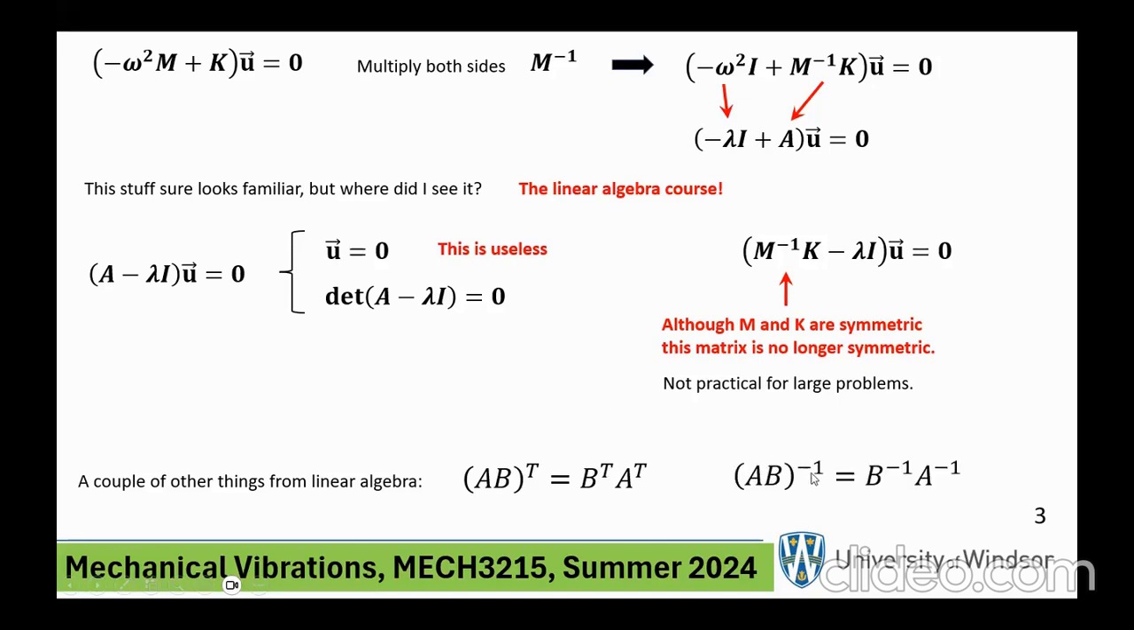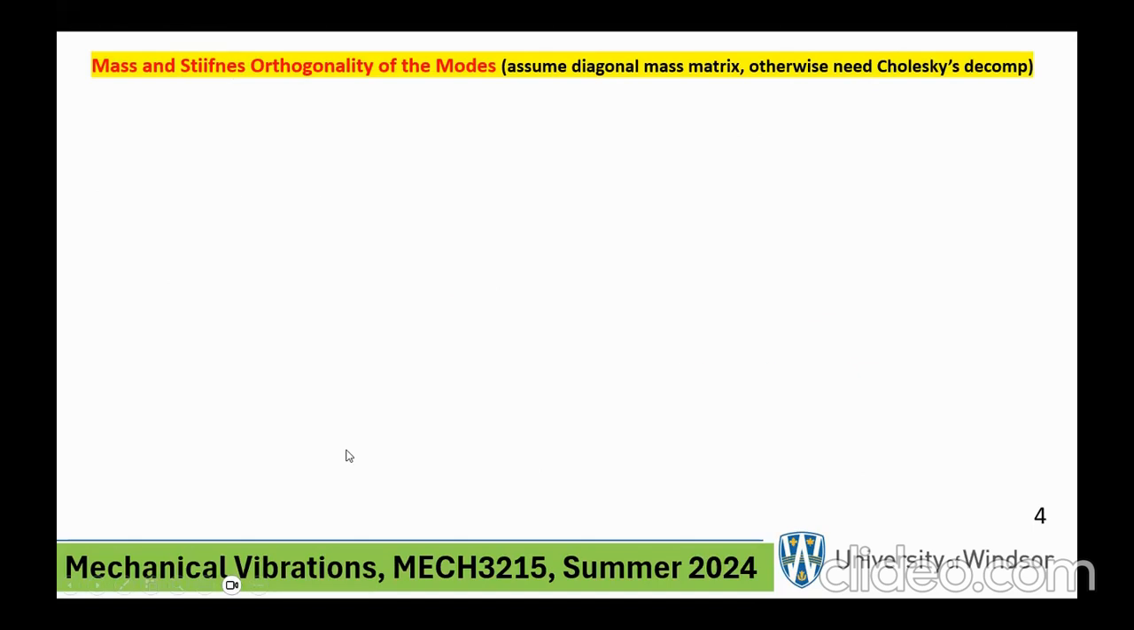And the same thing applies for inverse, okay? (AB) inverse is B inverse times A inverse. These are things that you should know from your elementary linear algebra class, okay? Now, what I want to show you is that the mode shapes, in other words, those vectors U associated with different frequencies or different eigenvalues, are orthogonal, okay, in a very strange way.